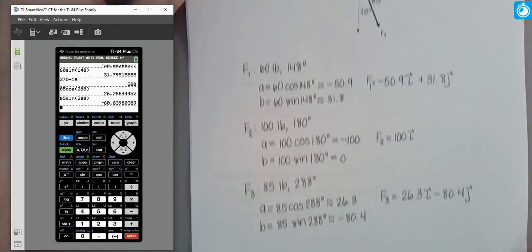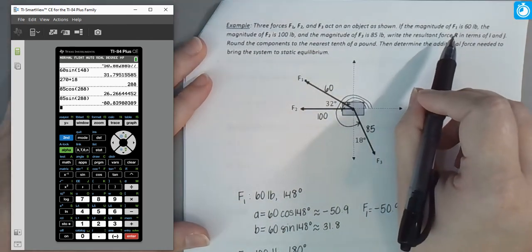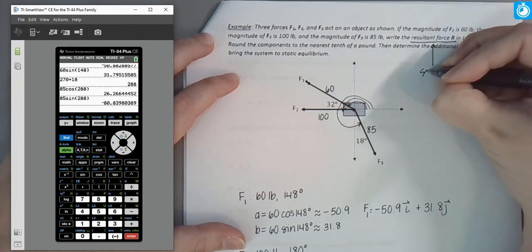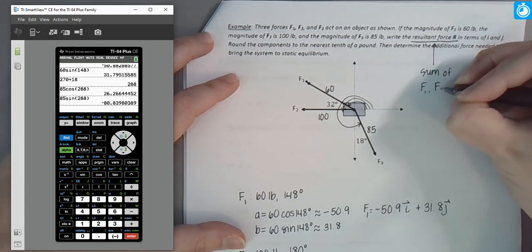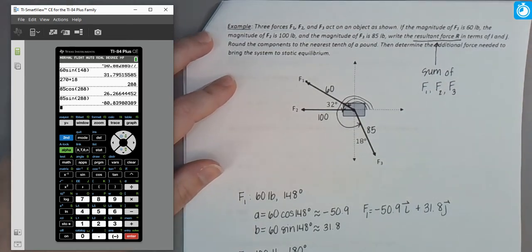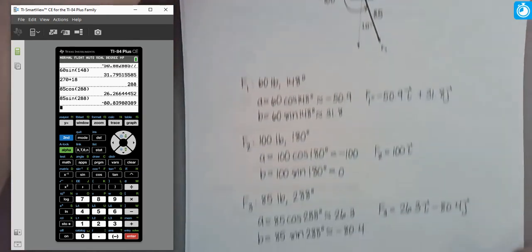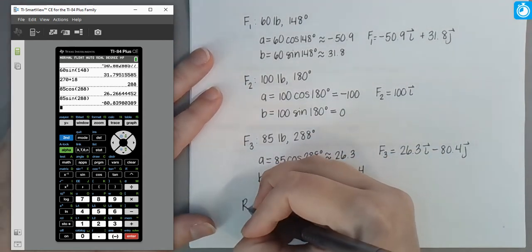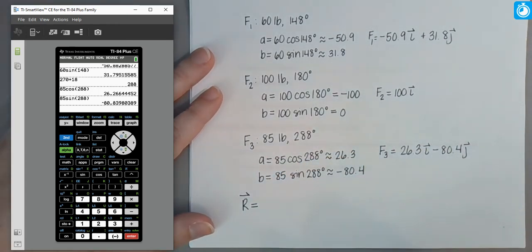So now that we have all three of these vectors represented in component form, what do we want? We want the resultant force. As soon as I see resultant force, that means the sum of F1, F2, and F3. The resultant force is the net force acting on this object if we sum all of the forces. Well, now that they're in component form, that's just a matter of adding up all of the matching components. So our resultant force is going to be the sum of these three forces.